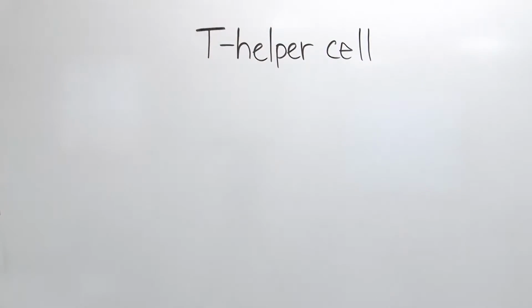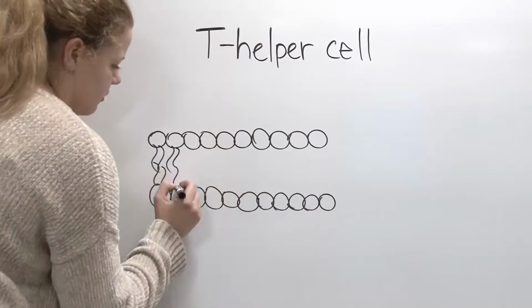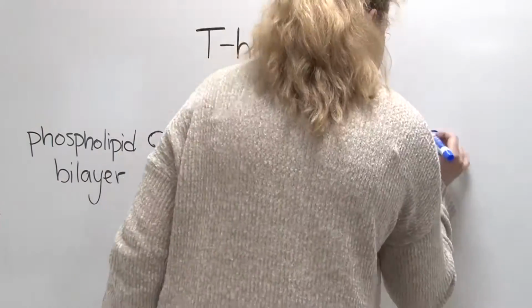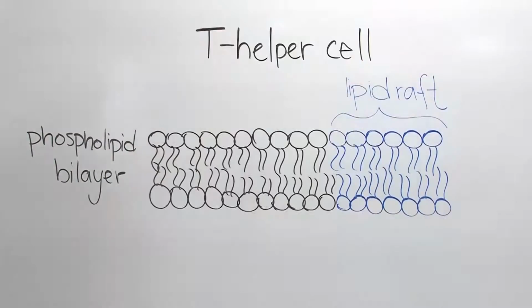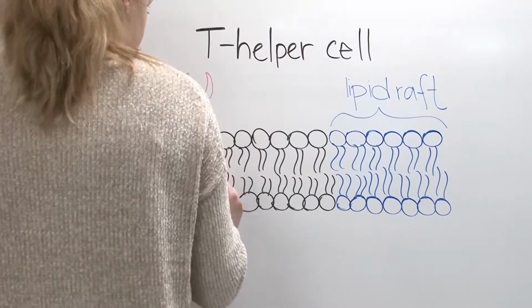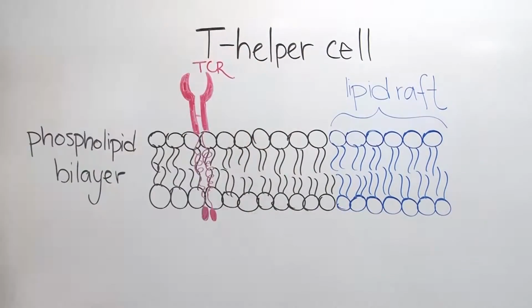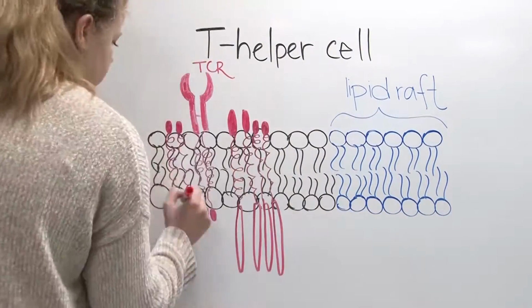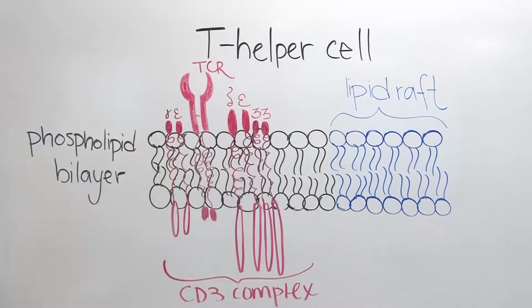Let's start with a closer look at what a T helper cell looks like. First is the phospholipid bilayer, which also consists of lipid raft regions important for signal transduction. In order to activate the T helper cell and transduce a signal, we need a T cell receptor, TCR, and a CD3 complex, which consists of three co-receptors with immunoreceptor tyrosine activation motifs, ITAMs. ITAMs are regions on the receptors that can be phosphorylated to amplify a strong enough signal to be transduced.